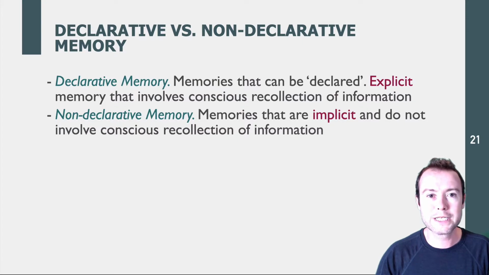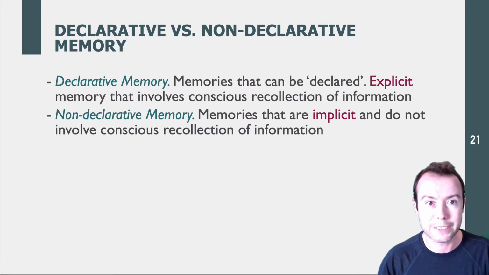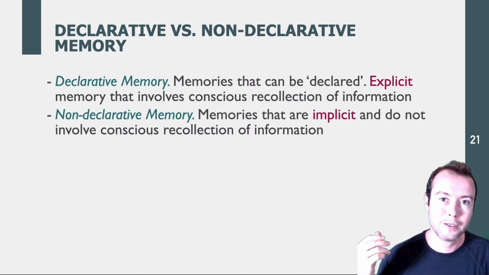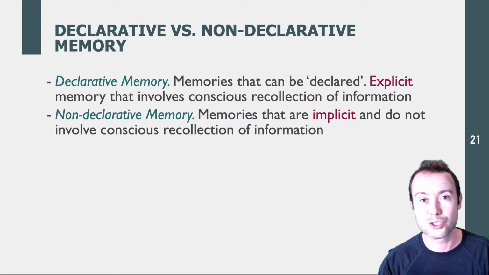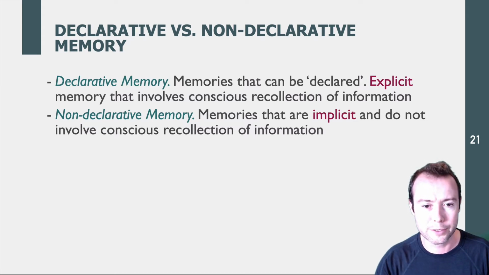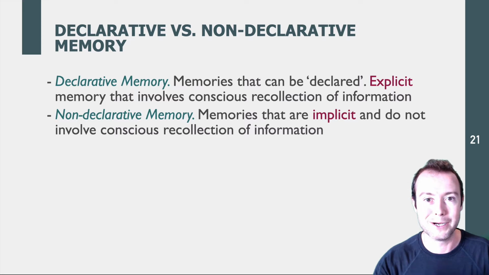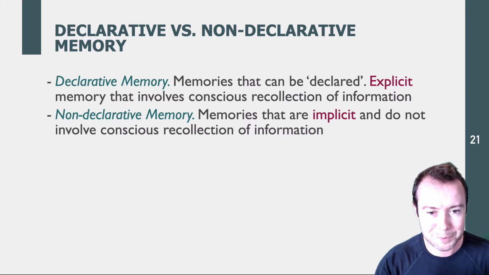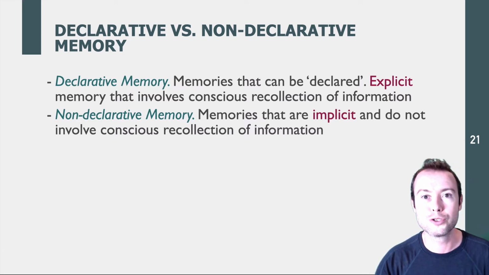Okay, so we've considered some aspects around implicit and explicit learning. In this section, what we're going to focus on is some of the differences in the nature of explicit and implicit storage of memories. So specifically, we're going to differentiate between what's called declarative memories. So these are memories that can be declared, so you can say them out loud almost. An explicit memory that involves conscious recollection of information.